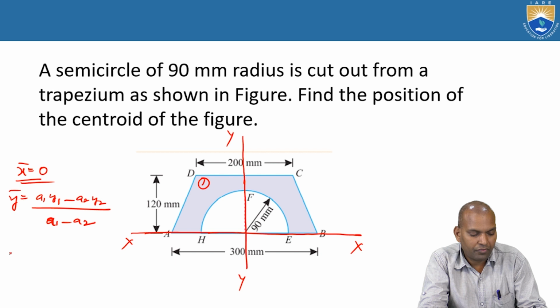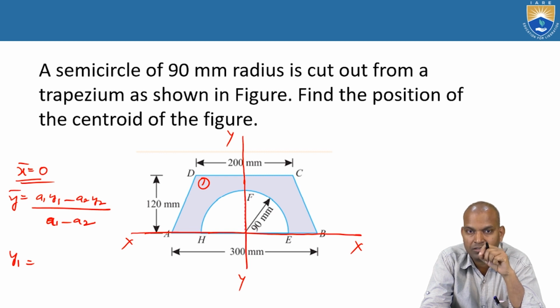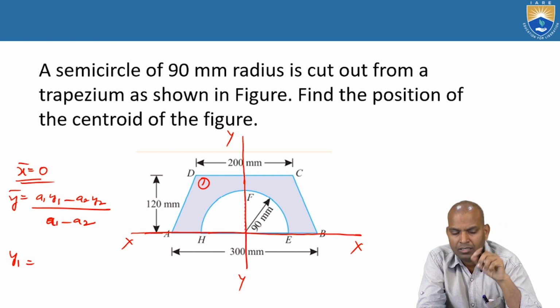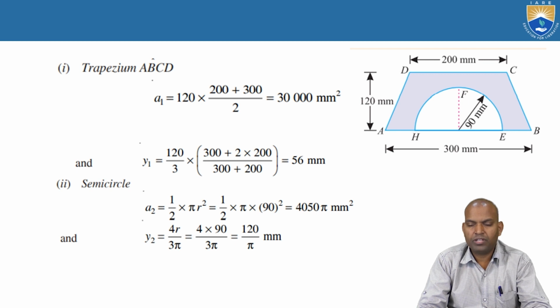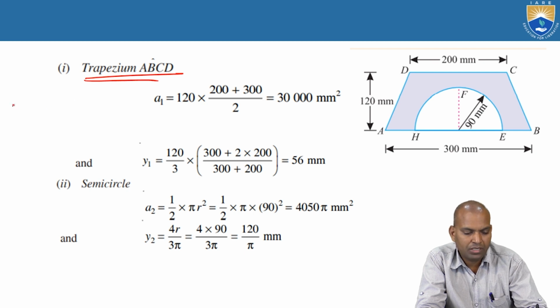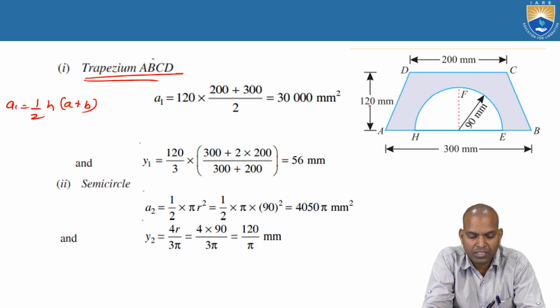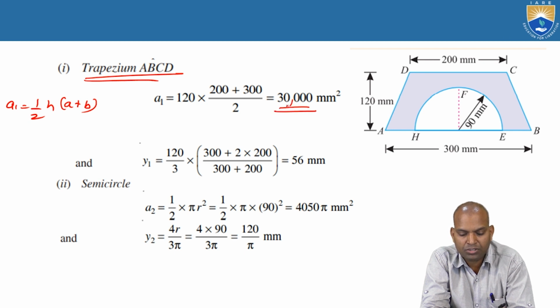For this trapezium, what is y1? y1 is the distance from the centroid of the trapezium section to the horizontal reference axis, the x axis. What is y2? It is the distance from the centroid of semicircle section 2 to the axis XX. What is a1 first? The area of the trapezium ABCD: a1 equal to half of h times a plus b. Here h is 120, a is 200 millimeters, and the base is 300. Substitute here, then 30,000 square millimeters.